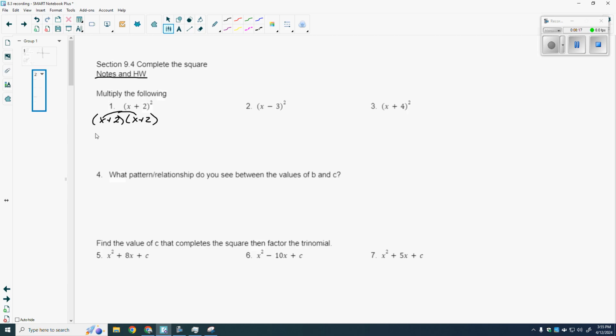All right, so we're going to go x times x, which is x squared. We're going to go x times 2. We're going to go 2 times x. And 2 times 2. Combine like terms. And I get x squared plus 4x plus 4. My goal is to be able to answer this question here. With just one expression, it's pretty hard to find the pattern. We need to do a few more.